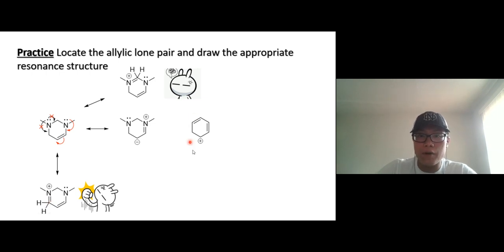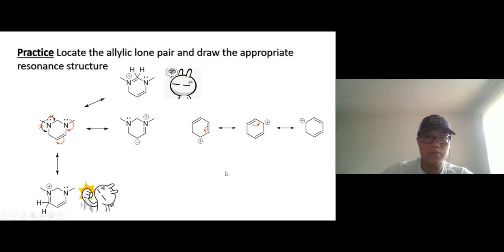What about this guy? A lone pair adjacent to a carbocation. Draw right there. That's one, and another one there. We'll continue with two more patterns in the next video.